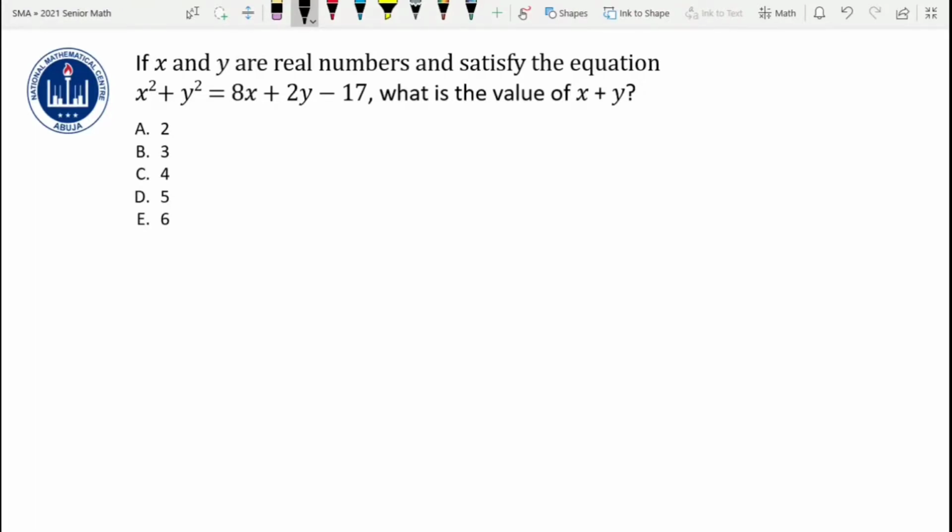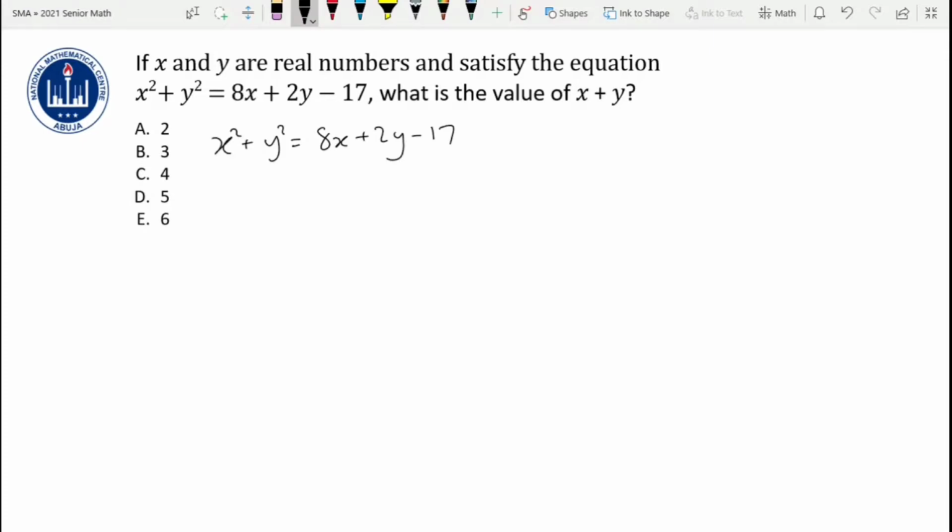Today we're going to be looking at question 4 from 2021 Senior Maths Olympiad first round. We're told to find the value of x plus y, given that x and y are real numbers, and it satisfies the equation x squared plus y squared equals 8x plus 2y minus 17. We'll go ahead and write down the equation that we're given. We have x squared plus y squared equals 8x plus 2y minus 17.